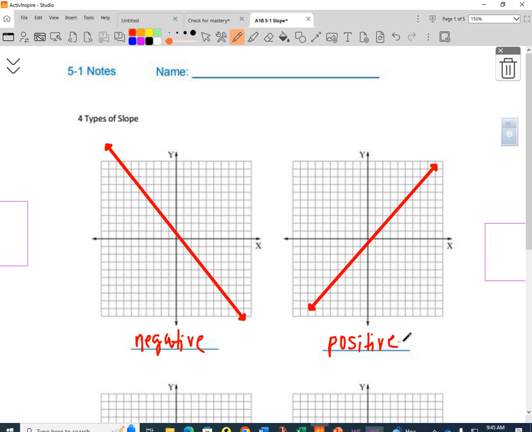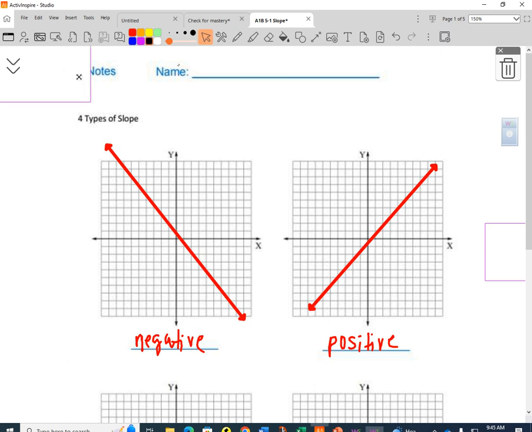The rule is, it's from left to right. If they start down on the left and go up on the right, that's a positive slope. If they start up on the left and go down to the right, that's a negative slope. So we're going to put that in our notes.